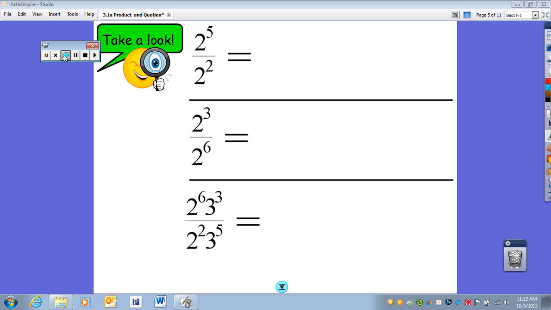Let's take a look at a couple of examples where we have division. So in the numerator, I have 2 to the 5th power, and if I were writing that out as repeated multiplication, I would have 5 2's. 2 times itself 5 times. In the denominator, I have 2 to the 2nd power, or 2 times itself twice.